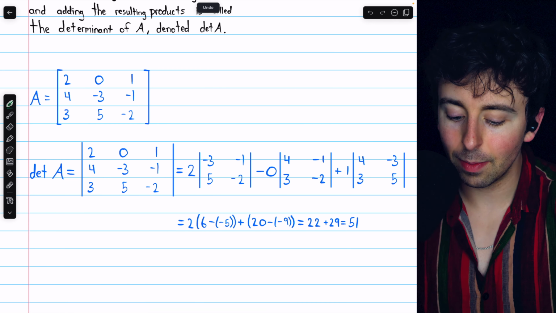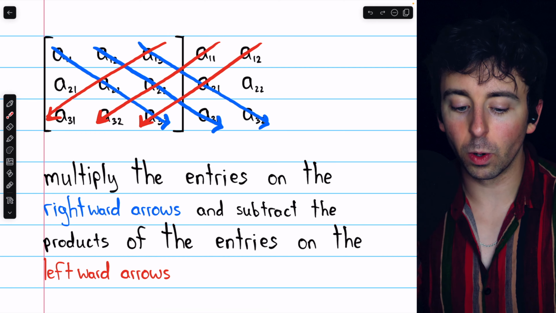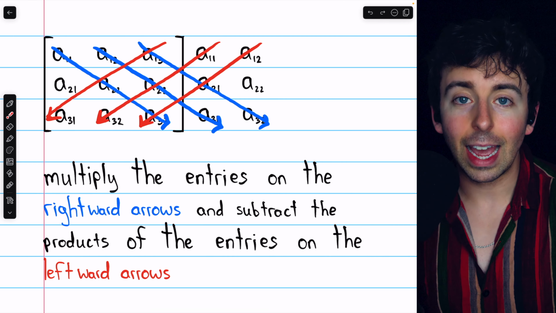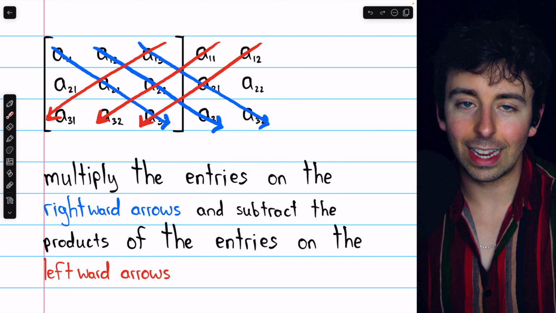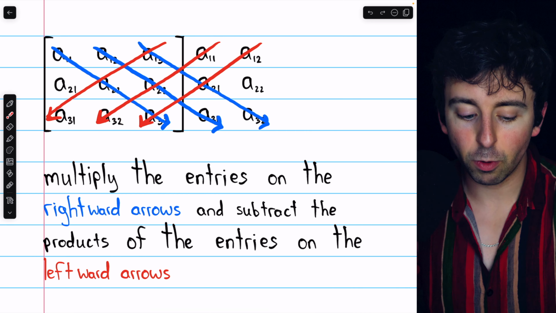I would say that typically the quickest way to find the determinant of a 3 by 3 matrix is to use this diagonal trick. All we have to do is multiply the entries on the rightward arrows that you see here in this diagram and add them together, and then subtract the products of the entries on these leftward arrows in red. Also in this diagram, note that this is the 3 by 3 matrix, and then these 2 extra columns are just the first 2 columns rewritten. And we just do that so that we can show these diagonals easily.